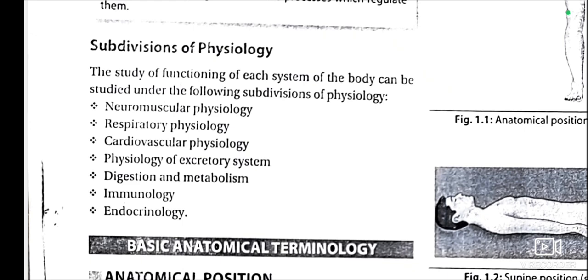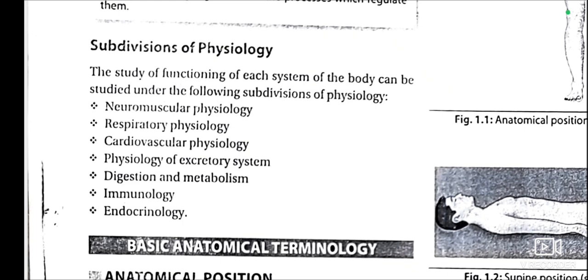And the next is respiratory physiology. Respiratory physiology is related to the lungs and breathing. Okay. Cardiovascular physiology, it is completely related to the heart. That is the deformities of the heart, anatomy of the heart, structure, function. All that comes under the subdivision of cardiovascular physiology.